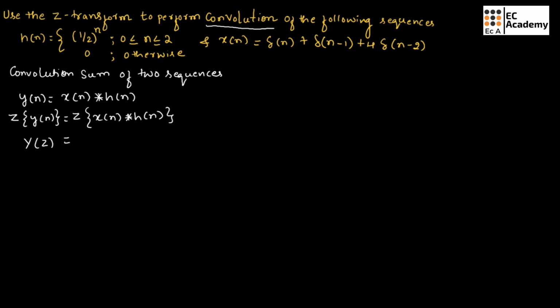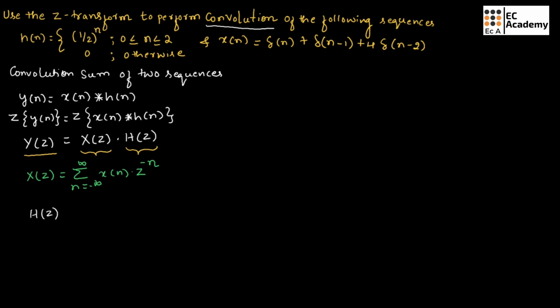So x of n, we can write as X of z, into h of n, we can write as H of z. Here we can find X of z and we can find H of z. Then we can multiply these two values to get Y of z. We know Z transform can be given as X of z is equal to summation of n is equal to minus infinity to infinity x of n into z to the power of minus n. So using this formula, we can find H of z.